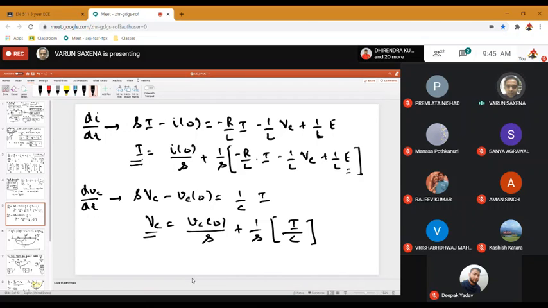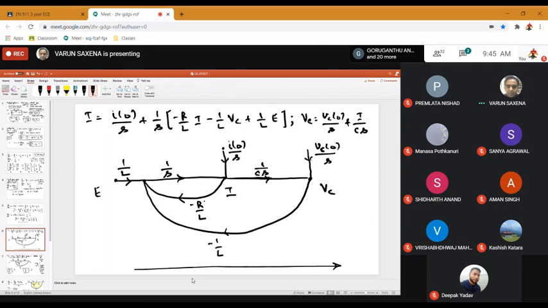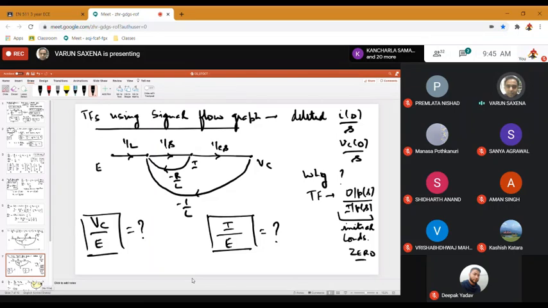In I, we saw that there is a feedback because some portion of I was going back into I again. So we saw this equation, and we realized that there is a feedback. This equation was pretty straightforward with no feedback. And then we created a signal flow graph using these two equations. Simple enough.